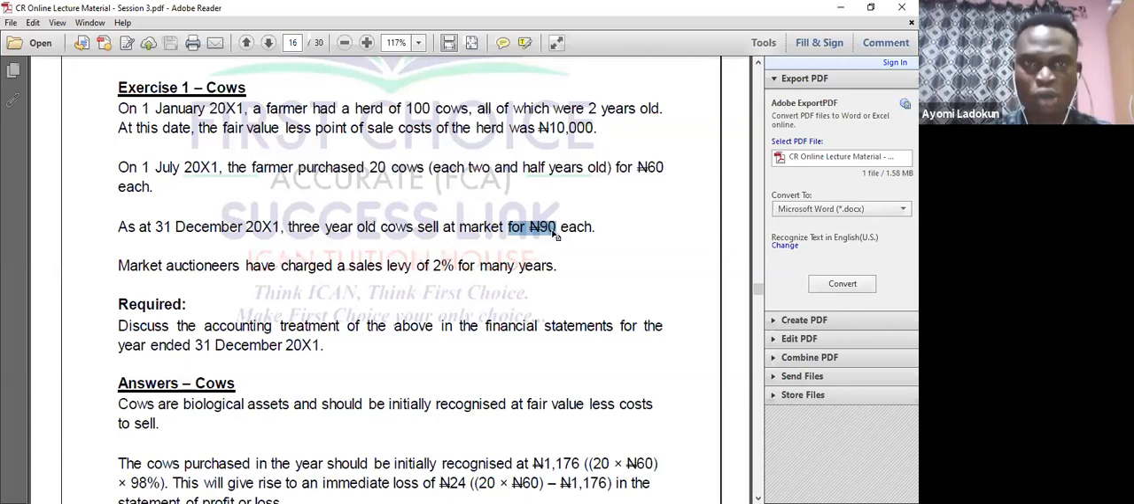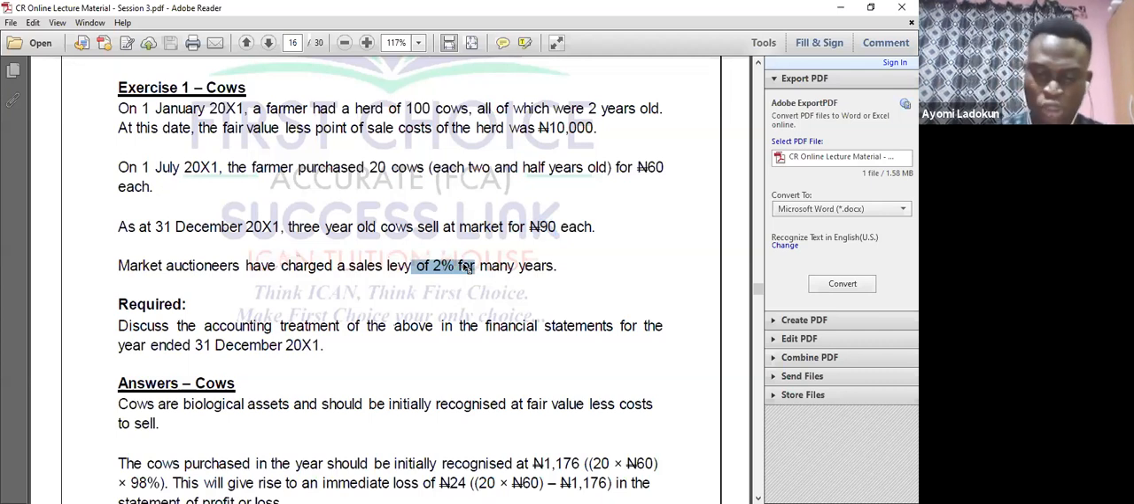Then I go into my calculator. So what will be the value? I will say 90 multiplied by 120. It's going to give me 10,800. That is the value at the end of the year. Don't forget, I'm revaluing to the fair value less cost to sell, so I will also apply the 2% again.